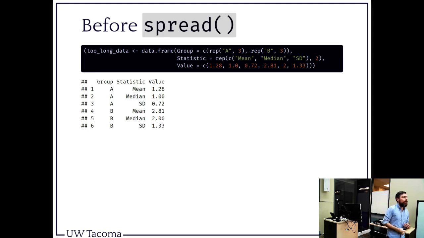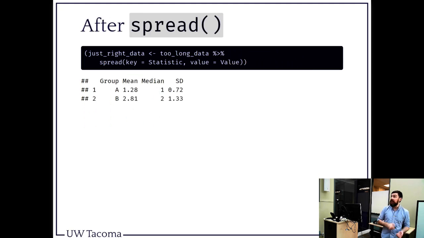Spread is the opposite of gather. In spread, you actually give it the two columns you want to spread out, whereas in gather, you give it names and it makes those two columns, right? So in this case, it's destroying the columns statistic and value and replacing them with new column names made from the contents of the key column. And the numbers that go in it are the values. Okay, now this is group A's mean, median, and SD, and group B's mean, median, and SD. So convenient for flipping between tables.